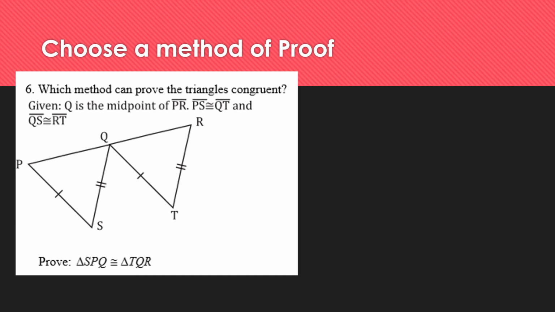Last one, Q is the midpoint of PR, so I have those two that are congruent, and then I'm also given the other two segments, so this should definitely be a side-side-side proof as you have three pairs of congruent sides. And that's how you use vocabulary words as far as given information to label your diagram.